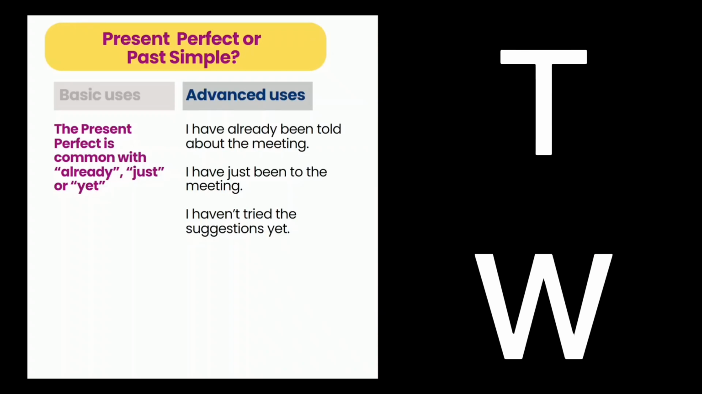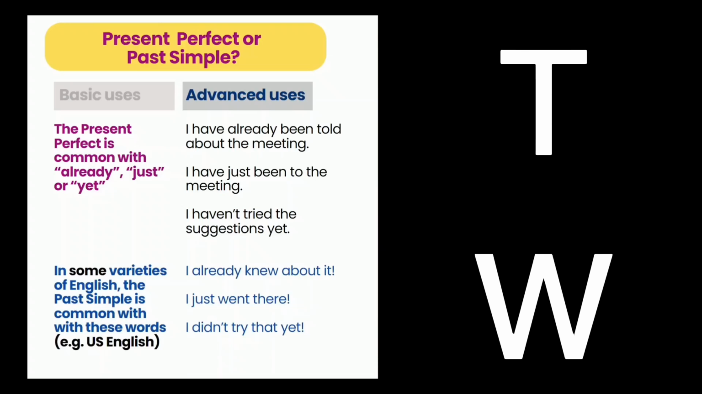So is that the rule or not? Well, there's more to the story here. And if you've learned American versions of English, you may be familiar with what comes next. Because in some varieties of English, the past simple is common with these words. I already knew about it. I just went there. I didn't try that yet. So sometimes the use of the present perfect or the past simple depends upon where in the world you are. My version of English is British English, and that's like the top half of this page, but American English sometimes is like the bottom half.